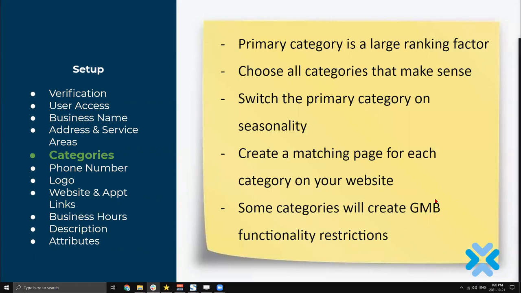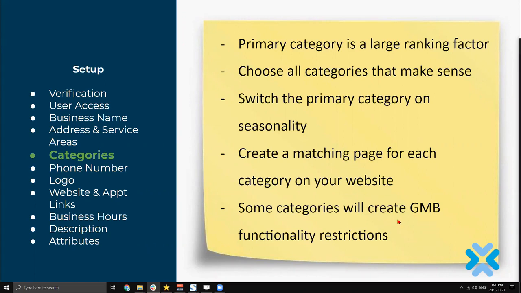Choose all the categories that make sense as secondary categories. There's no category dilution, so pick all of them that apply. Switch on seasonality. The other thing, and we're going to talk about the website later, but create a matching page for each category on your website. So if you have a bunch of categories available to you, make sure that at a minimum you have one page on your website that focuses on that service, where the page title has that service category as its standalone page. Very important for ranking.